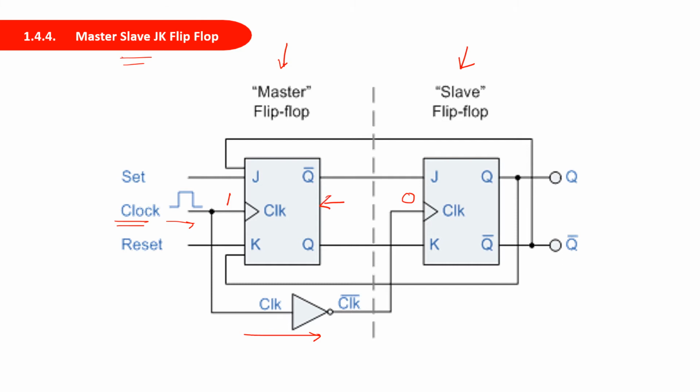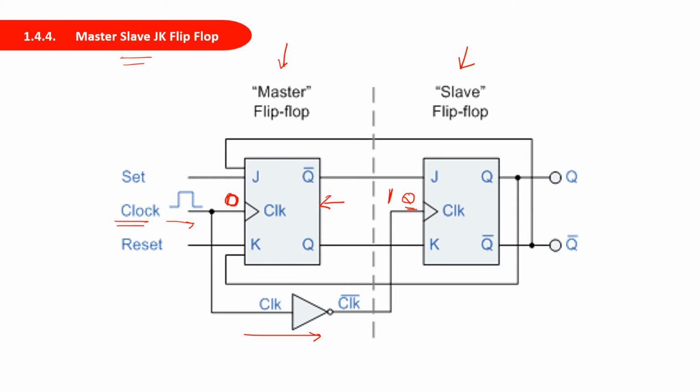The slave JK flip-flop will not change because you will get a 0 as the clock signal. Similarly, when the clock signal is 0 for the master flip-flop, the clock signal of your slave will become 1. That means at that time your master flip-flop will not change, your slave flip-flop alone will change.